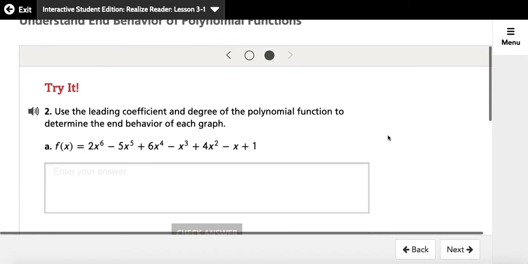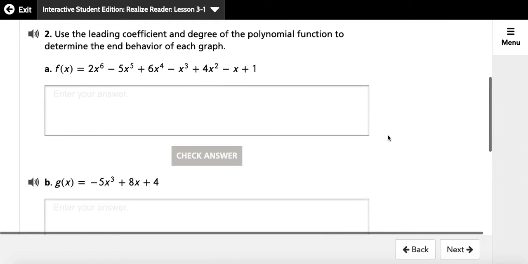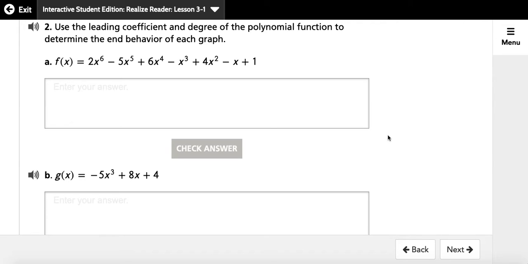It says use the leading coefficient and the degree of the polynomial to determine end behavior. Okay, so here are two. Click pause and come back when you're ready. Okay, leading coefficient. I have 6, 5, 4, 3, 2. Okay, good. This is in standard form, so I know this is all I have to look at. It's an even exponent. That means it's either going to be a U or an upside down U type thing. And it's a positive number.